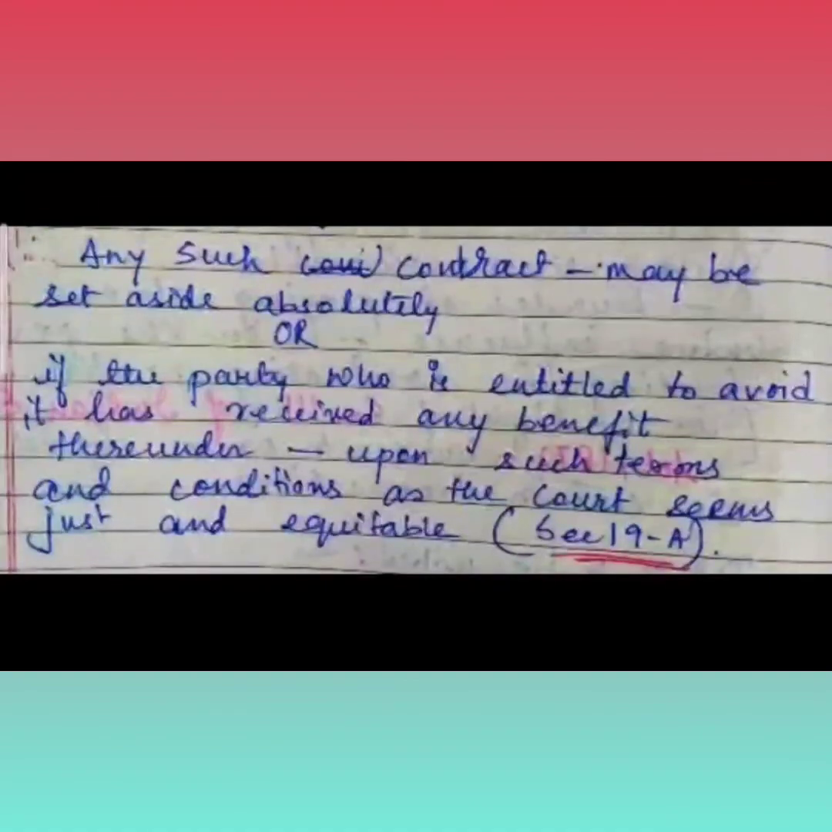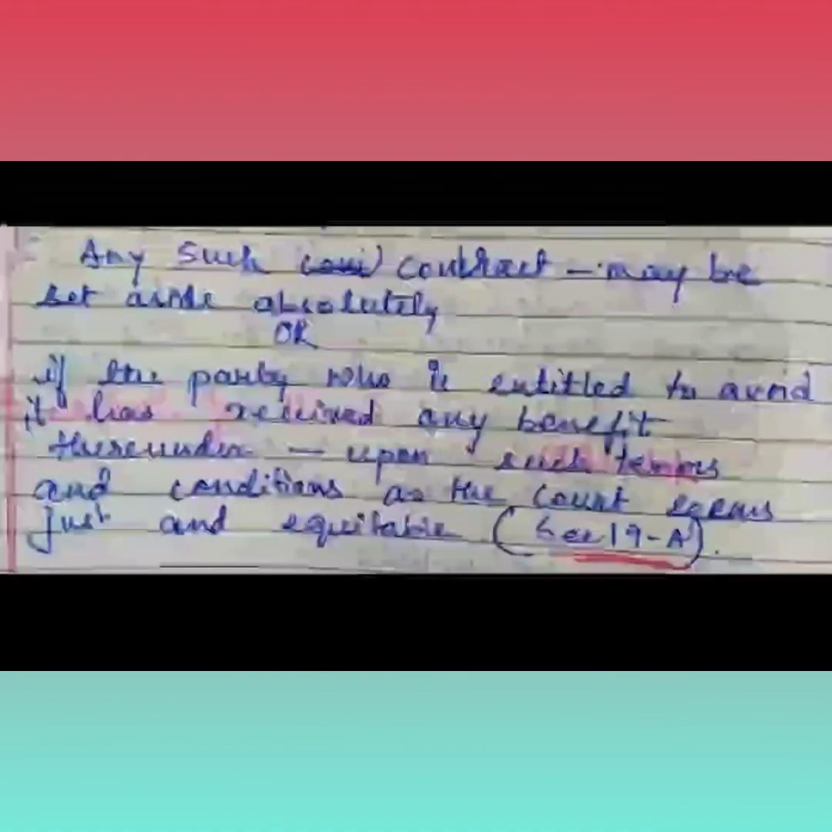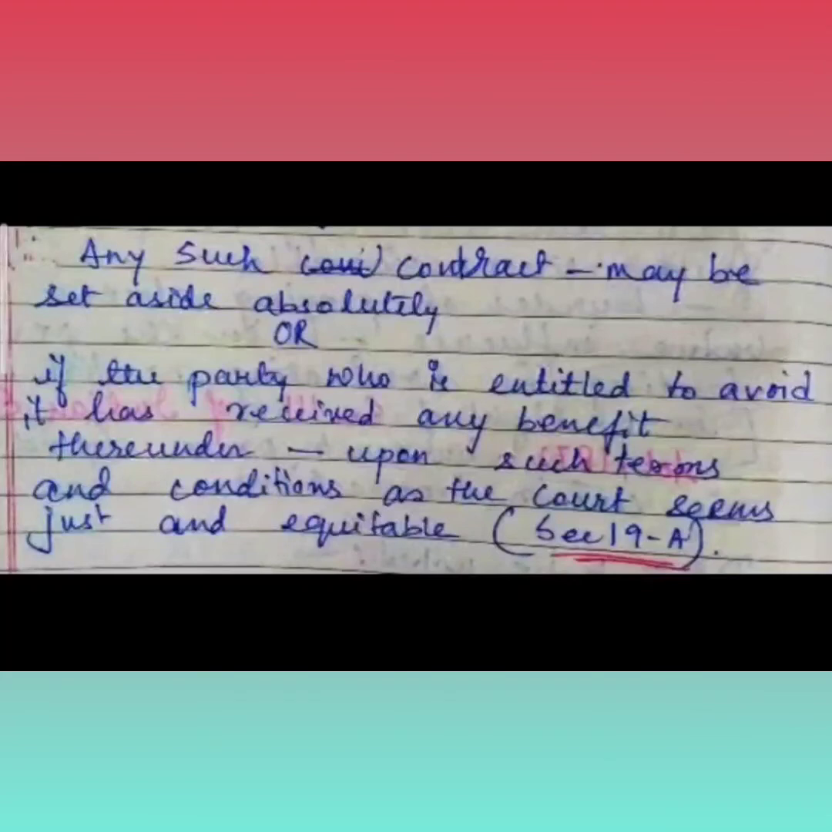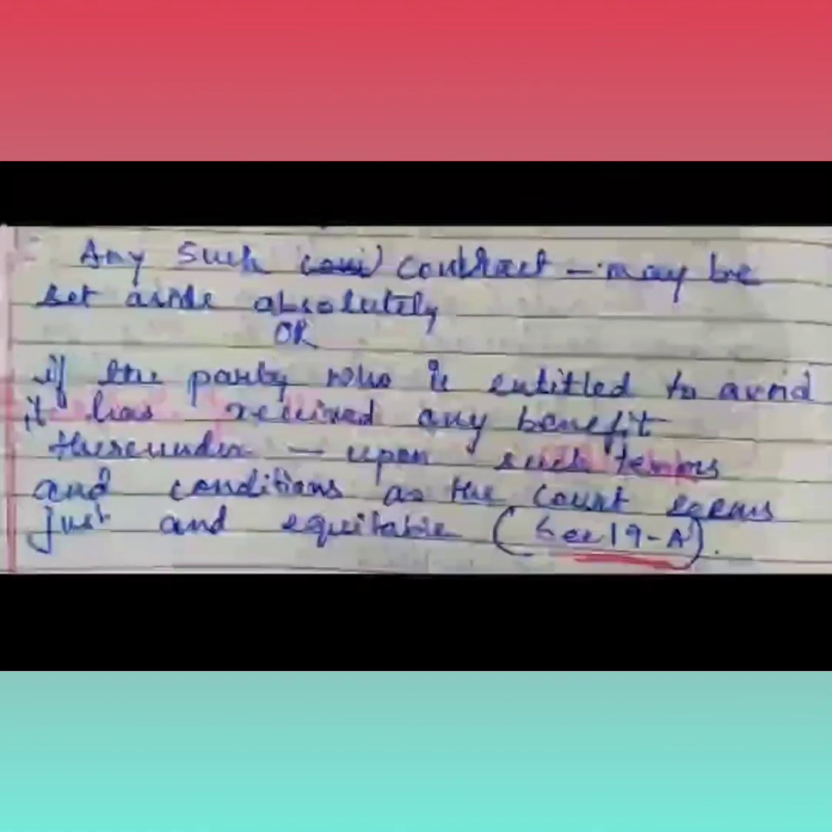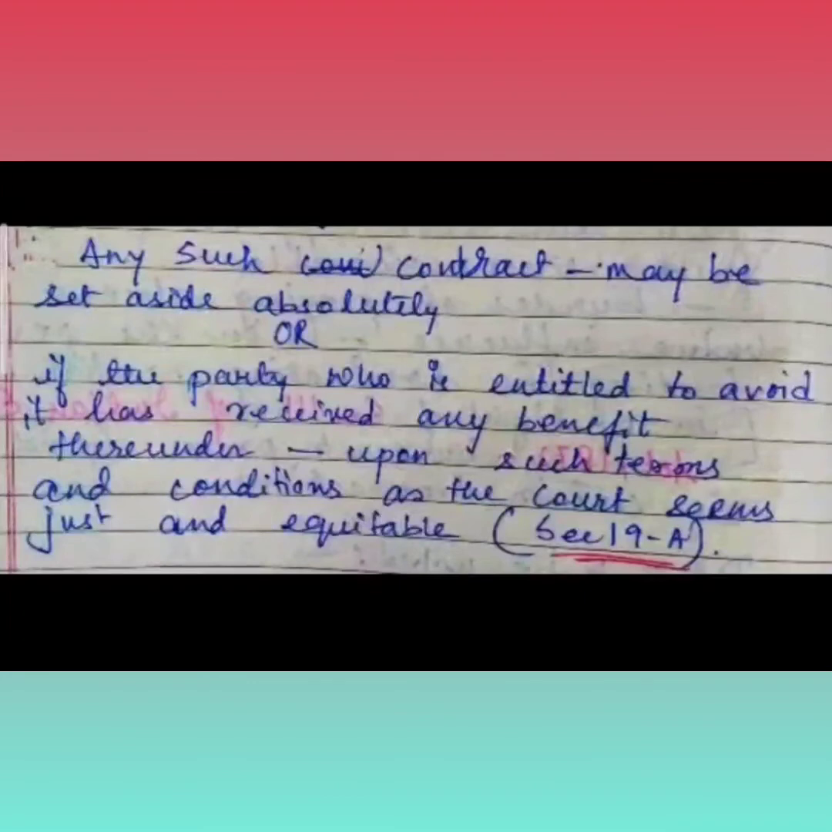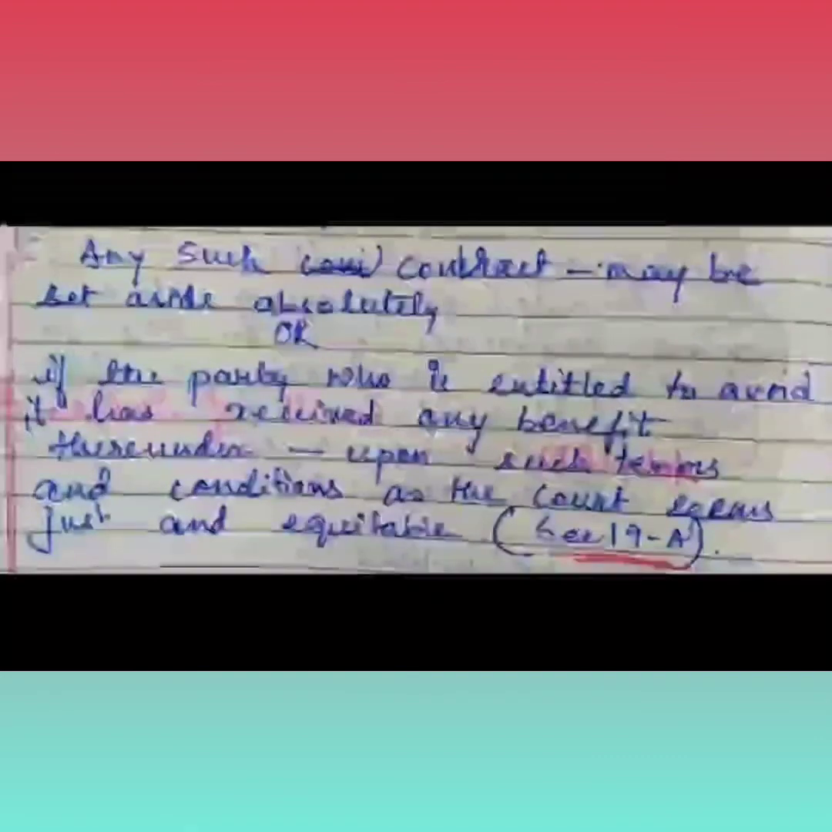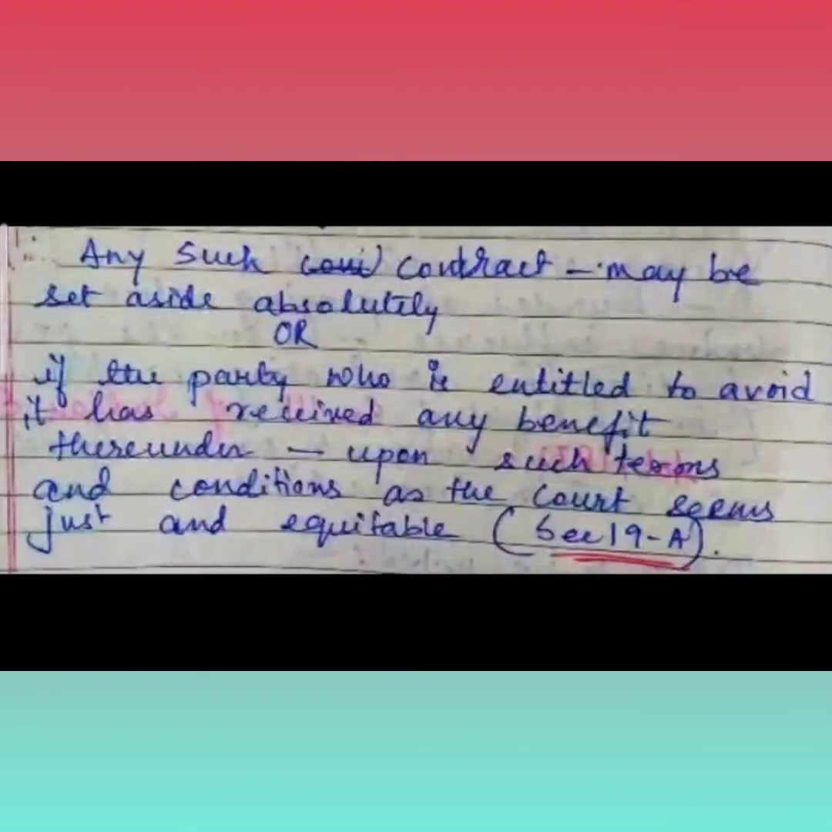That is, the party at whose option the contract is voidable, that is the weaker party over whom the dominance has been exercised, can go to the court and set aside the contract absolutely with the intervention of the court. Or in the second part it says, if the party who is entitled to avoid such contract has received some benefit under it, okay, then upon such terms and conditions as the court seems just and equitable.